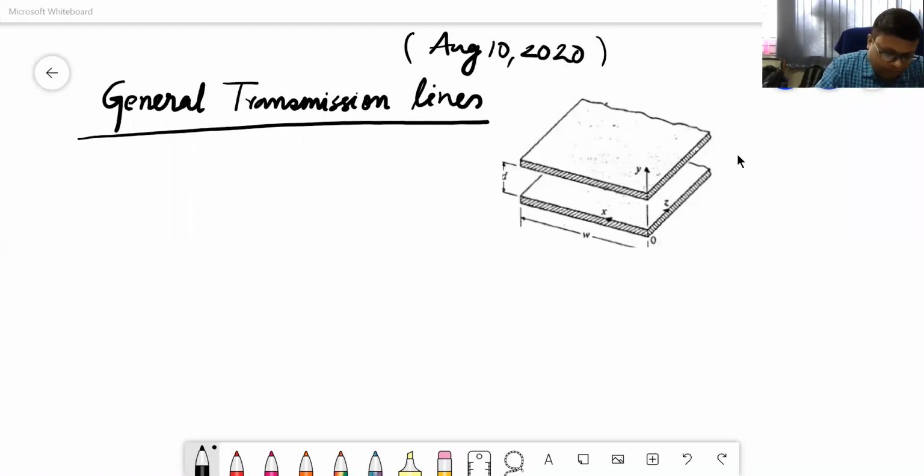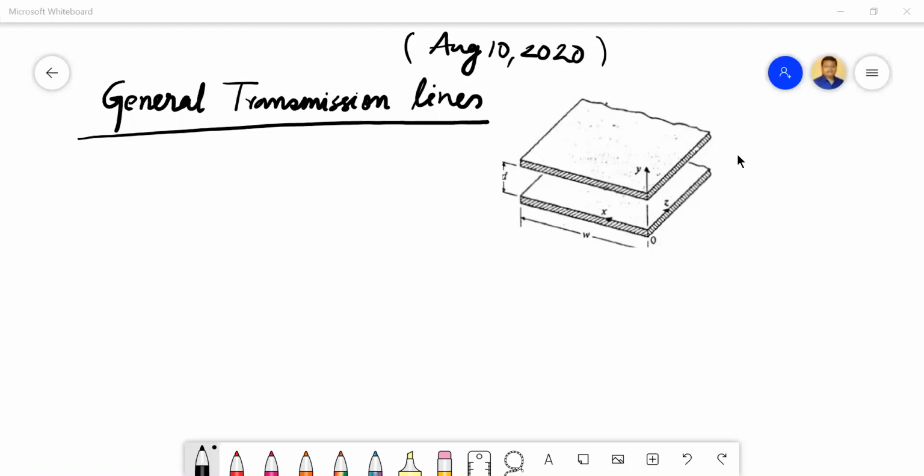Just a minute. The students are still joining. Yes.